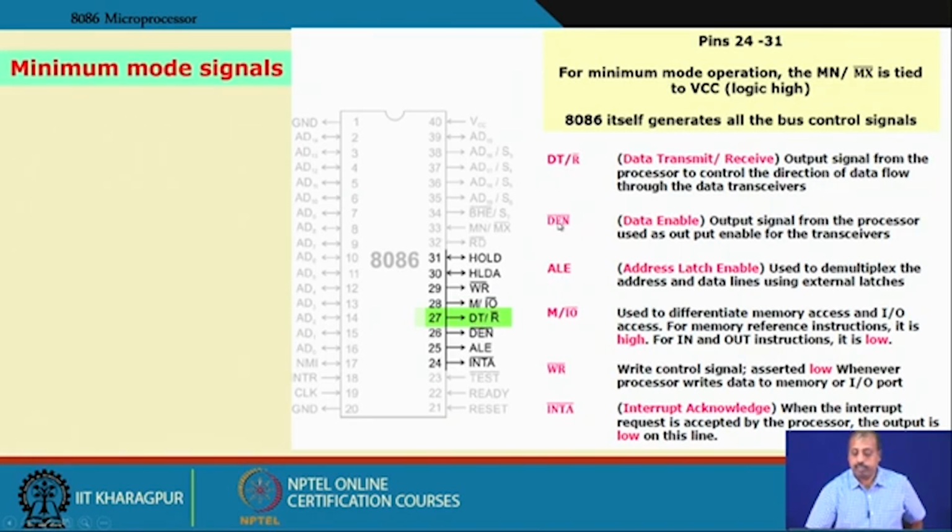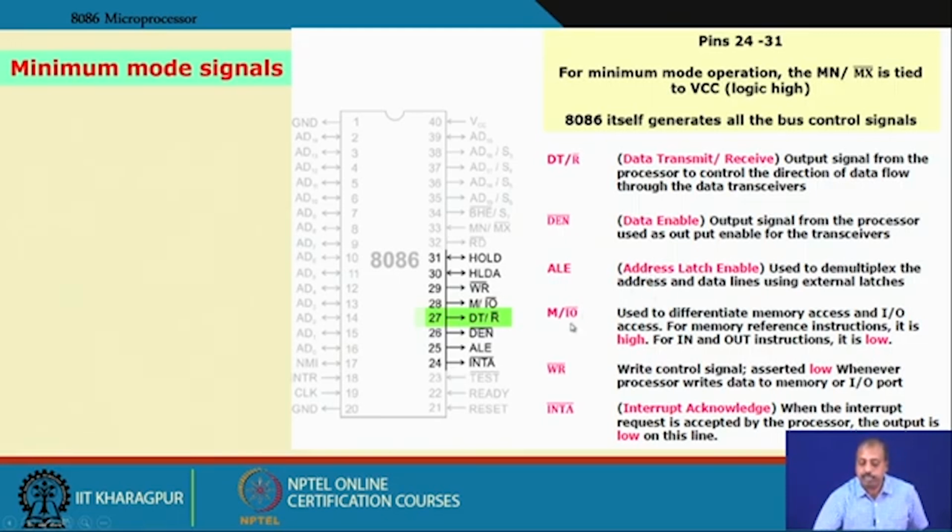Then we have this DEN bar, data enable bar line. It is an output signal from the processor used as output enable for the transceiver. So, if you are connecting some transceivers with this 8086 processor, this DEN bar line can be connected to the corresponding enable line of the transceiver, so that it is activated for the output signal. Then we have the ALE signal, address latch enable, for demultiplexing address and data lines by using external latches. This is the same as in the 8085, where we have the ALE line.